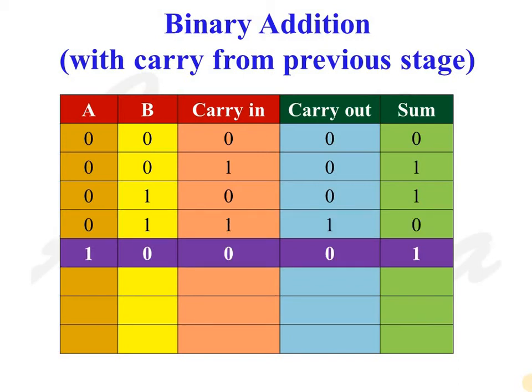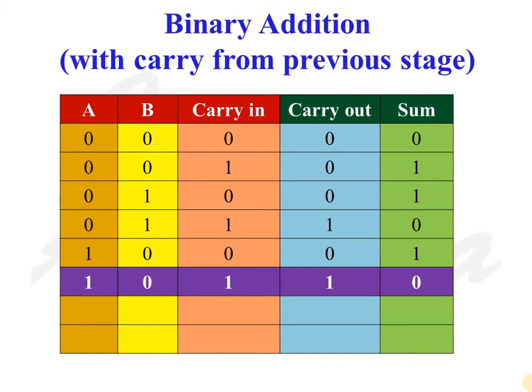A is equal to 1, B is equal to 0 and carry in is equal to 0. Sum is equal to A plus B plus carry in, that is equal to 1 plus 0 plus 0, that is equal to 1, a single digit number. There is no overflow, so sum is equal to 1 and carry out is equal to 0.